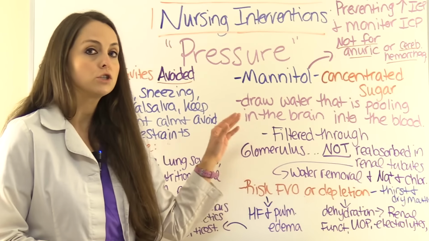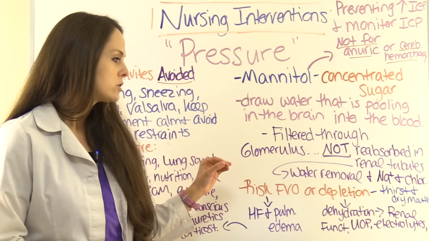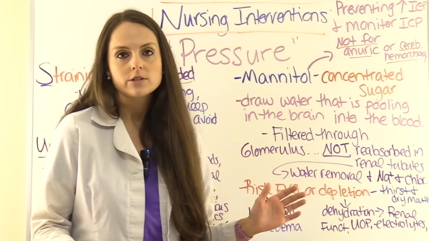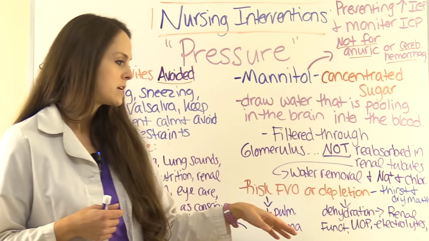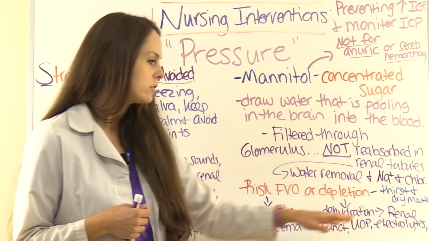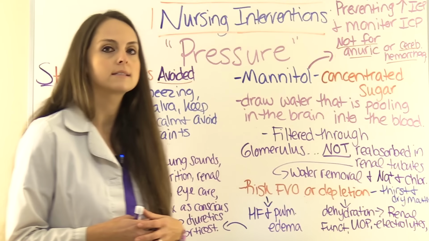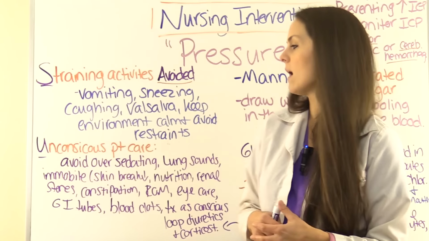However, we don't want them to get too dehydrated, so you want to watch that blood pressure. You want to watch their temperature status, because remember, dehydration can increase risk for fever. You want to monitor their renal function, make sure we're not putting them in renal failure, their urinary output, and their electrolyte status, because the whole name of the game is maintaining this negative fluid balance.